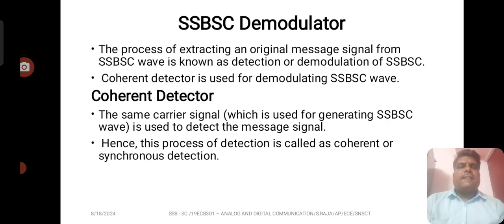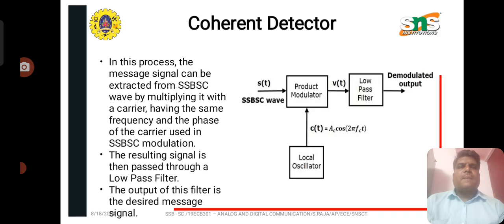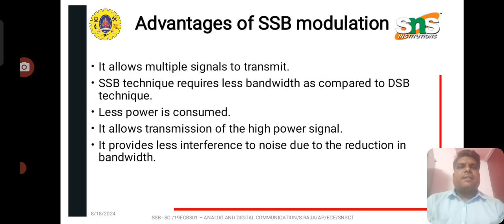SSB demodulator. The process of extracting the original message signal from the SSBSC wave is known as detection or demodulation of SSBSC. A coherent detector is used for demodulating the SSBSC wave. In a coherent detector, the same carrier signal is used to detect the message signal. Hence, this process of detection is called coherent or synchronous detection. The coherent detector uses a local oscillator for this purpose.